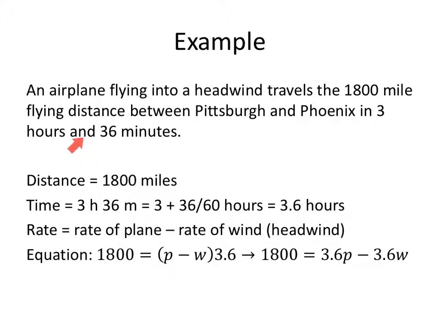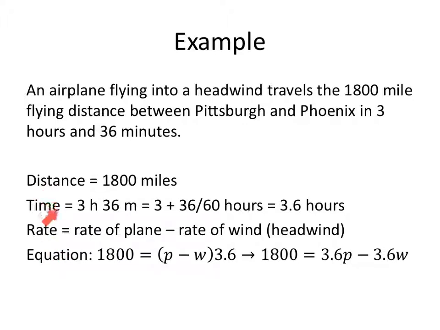Now, if distance equals rate times time, I'm going to get all my distances, rates, and so forth. An airplane traveling into a headwind travels the 1,800-mile flying distance, distance equals 1,800 miles, between Pittsburgh and Phoenix in 3 hours and 36 minutes. Remember that 36, that's not 36 hundredths, that's 36 out of 60 minutes in an hour. And this is 6/10, so 3 plus 6/10 is definitely 3.6 hours.